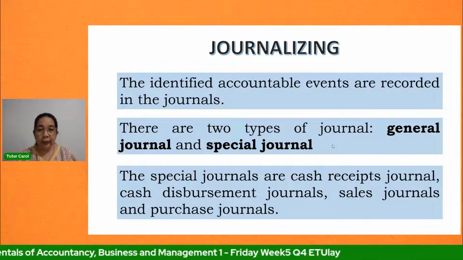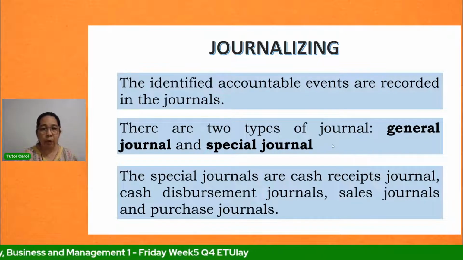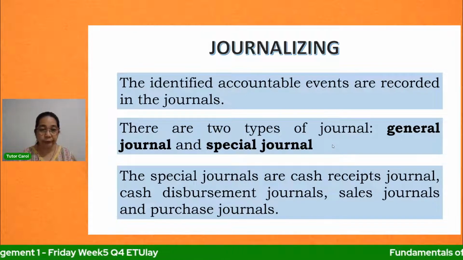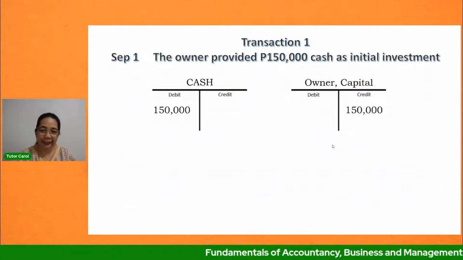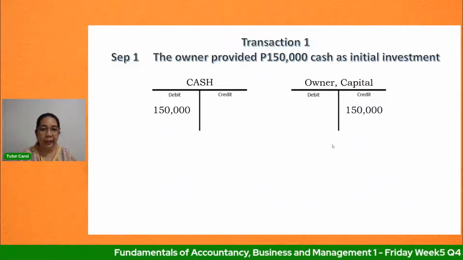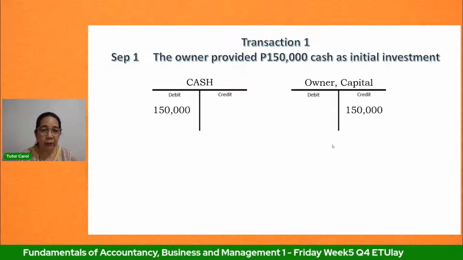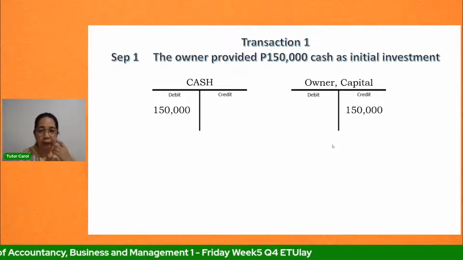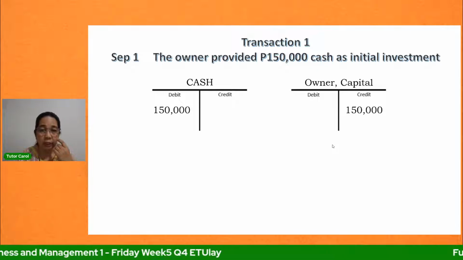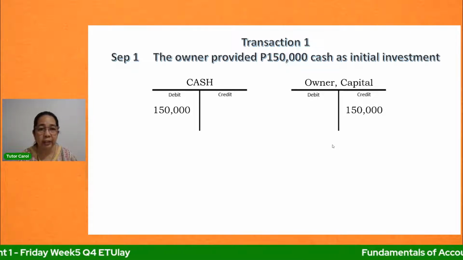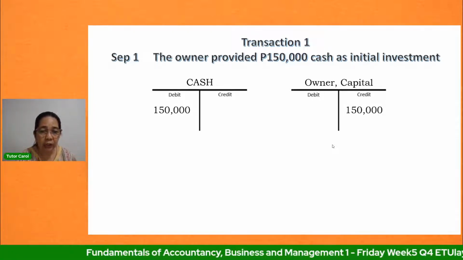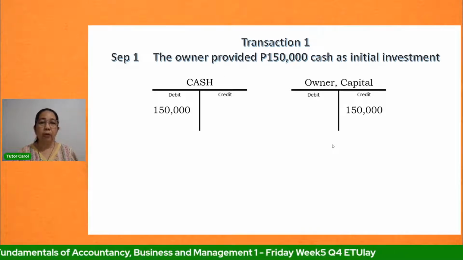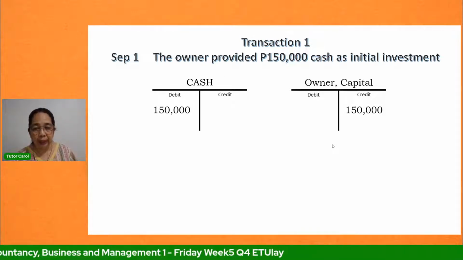Okay? Let us see transaction number 1. Paano ba natin siya i-record? Next slide, please. Ayan. So, ito yung transaction natin kanina. The owner provided 150,000 cash as initial investment. So, nilagyan ko lang siya ng date. Okay, so ito rin yung andyan, nakikita ninyo yung mga analysis natin. So meron tayong debit cash, 150,000, and meron tayong credit owner capital.